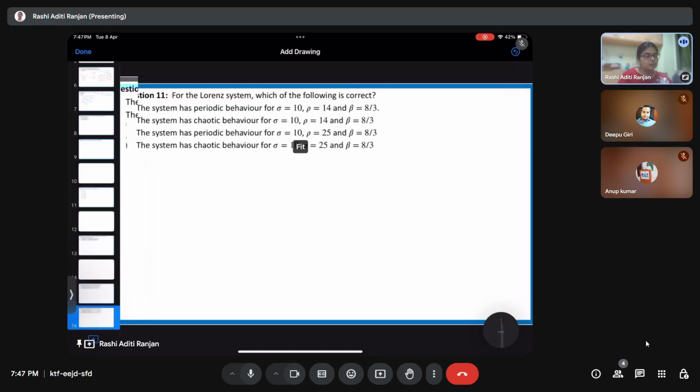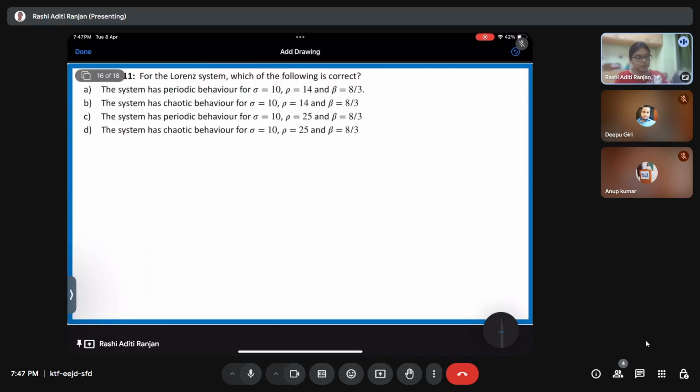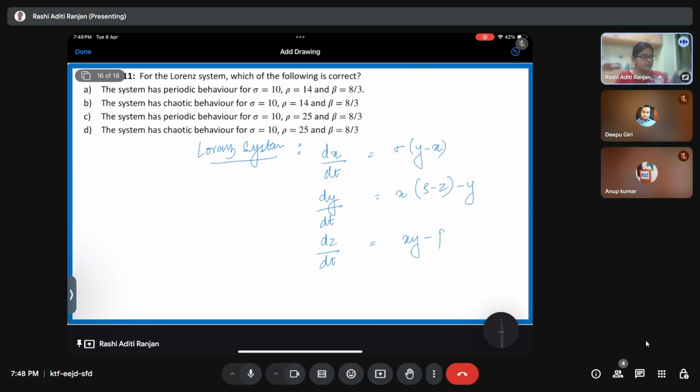The last question is about the Lorenz system. The Lorenz system is essentially written as, it is again a three-dimensional system. dx/dt is sigma times (y minus x). dy/dt is x times (rho minus z) minus y. dz/dt is xy minus beta z.